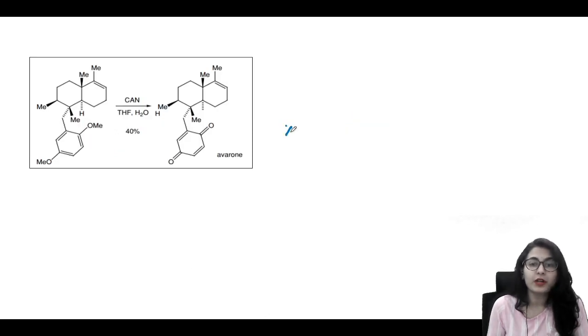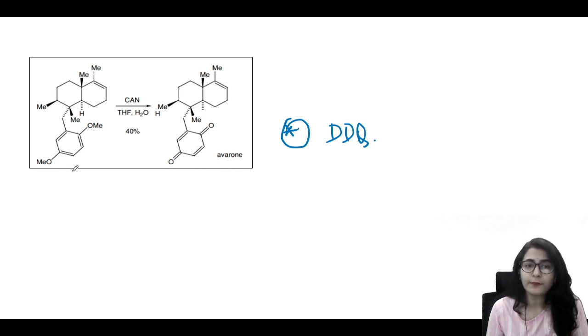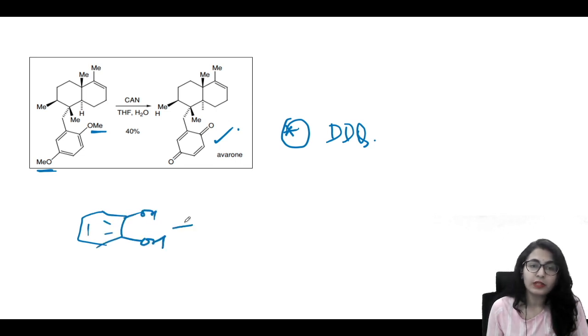Also, the most important application which is similar to DDQ is the formation of, see, you can take a hydroquinol form or you can take a substituted hydroquinol form as well. All of these will be oxidized into the benzoquinone. So from the catechol or substituted catechol molecule, you are going to get this type of a quinone system.